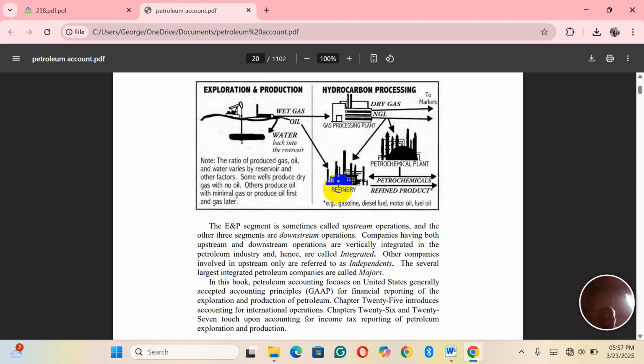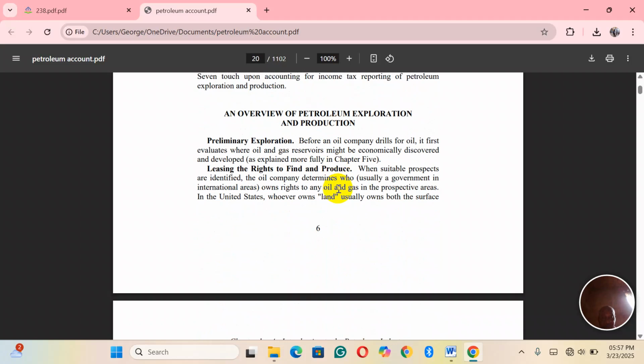In those books, petroleum accounting focuses on United States generally accepted accounting principles, GAAP, for financial reporting and others. So we move on to an overview of petroleum exploration and production. Preliminary exploration: before an oil company drills for oil, it first evaluates whether an oil and gas reservoir might be economically discovered and developed, as explained more fully in other passages.